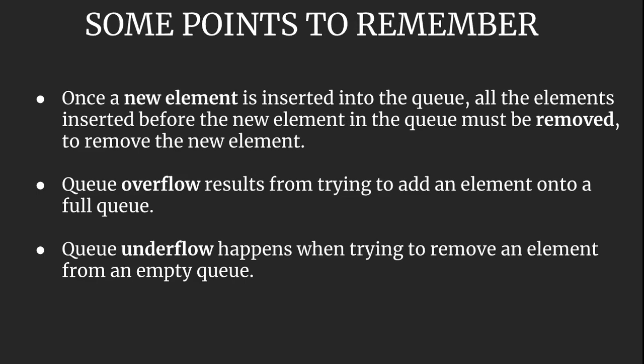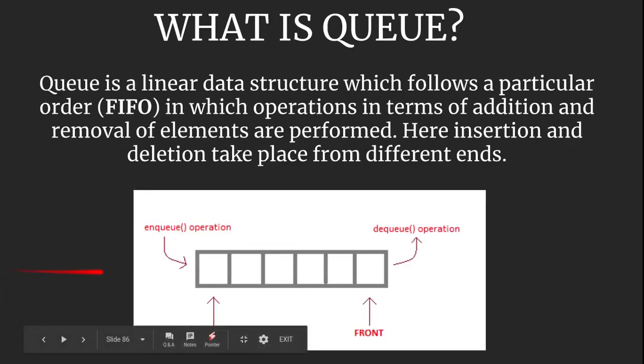Now there are some points that we should remember when we are dealing with queue data structure. First, once a new element is inserted into the queue, all the elements inserted before the new element must be removed to remove the new element. That is, all the elements that are before that new element in the queue. In order to remove the new element, we have to get rid of all those elements which were before it. Only then it can be removed. So like in this diagram, suppose the new element is inserted from this rear end and there are elements here. Until all these elements get deleted from this front side and that new element reaches here, only then we can delete it.